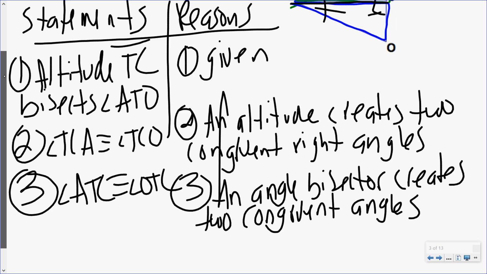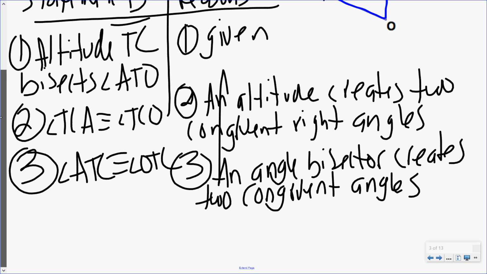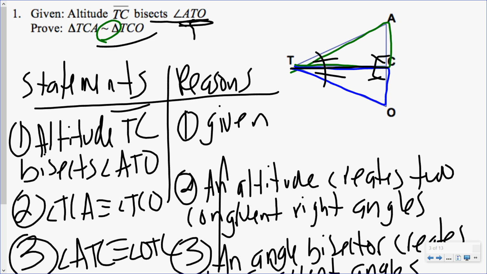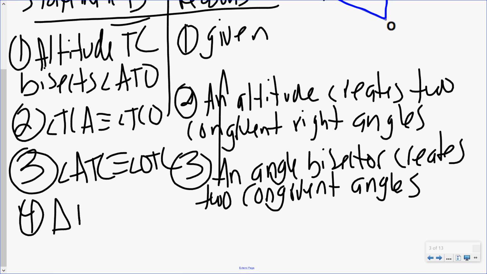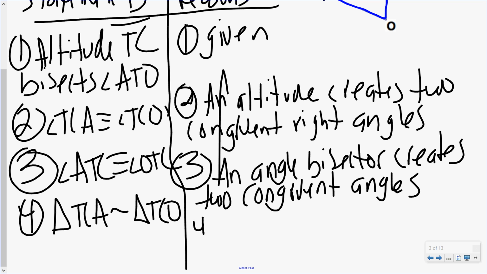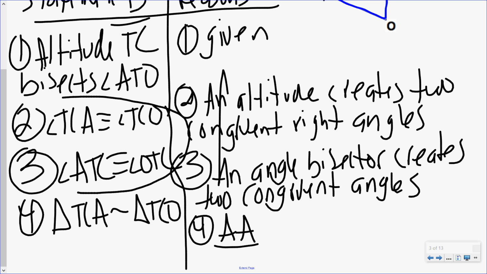Now that I have two pairs of angles congruent, I can state that the triangles are similar. Triangle TCA is similar to triangle TCO. And the reason always, whenever you're proving triangles are similar, is AA. I have to prove two pairs of angles congruent. I did that right there. Once I have my two pairs of angles congruent, I can state the triangles are similar, AA. Same structure, same procedure as triangle proofs, but this is probably a little bit easier because instead of needing to prove three things, I only have to prove two, and I know it's always going to be two angles.